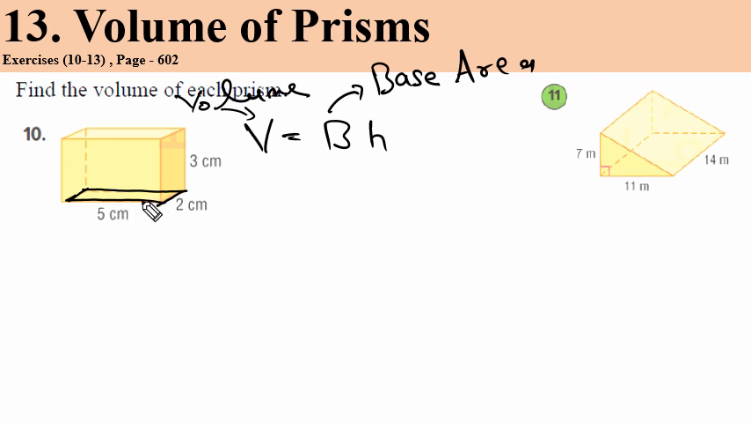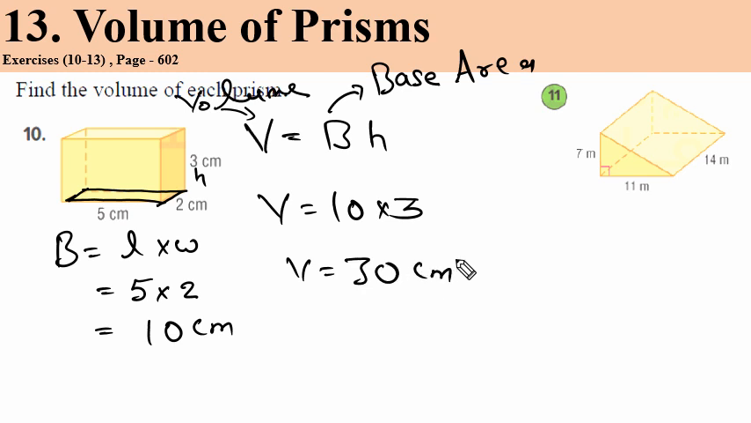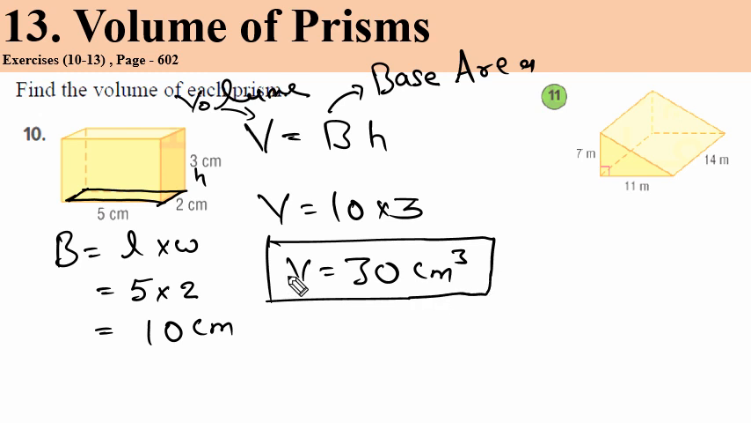Now here if you see the base is a rectangle, so that will be length multiply width, so that will give you 5 multiply 2 and that is 10 centimeter square. Okay, now volume, substitute the values here. 10 multiply 3, the height is 3 here, this is your height, so volume is equal to 10 multiply 3, which is 30 centimeter cube or centimeter power 3. That's how you find the volume of a rectangular prism.